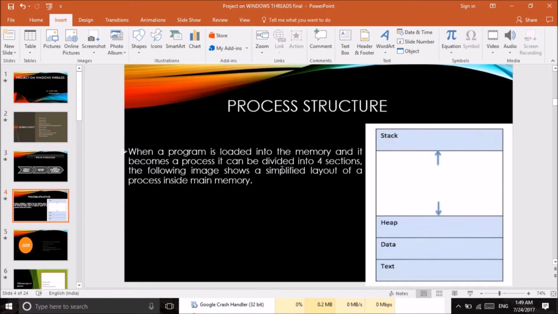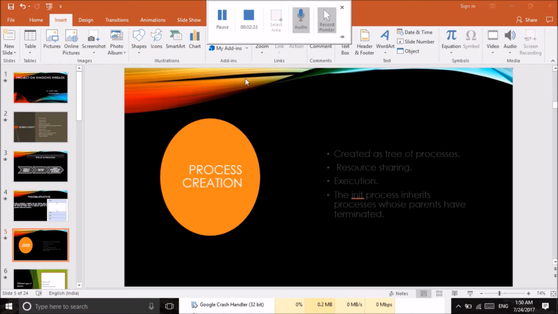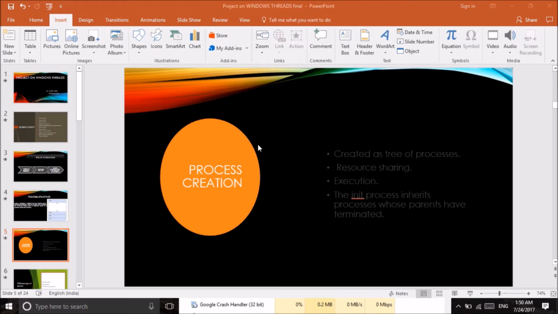Next up, we have process creation. So how exactly is a process created? Created as a tree of processes, resource sharing, execution. The init process inherits processes whose parents have terminated.